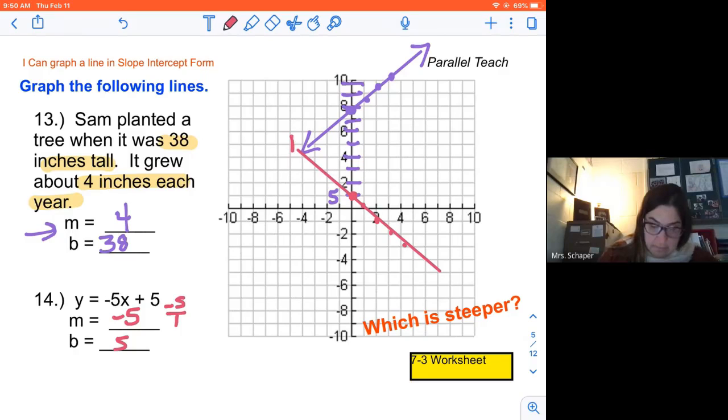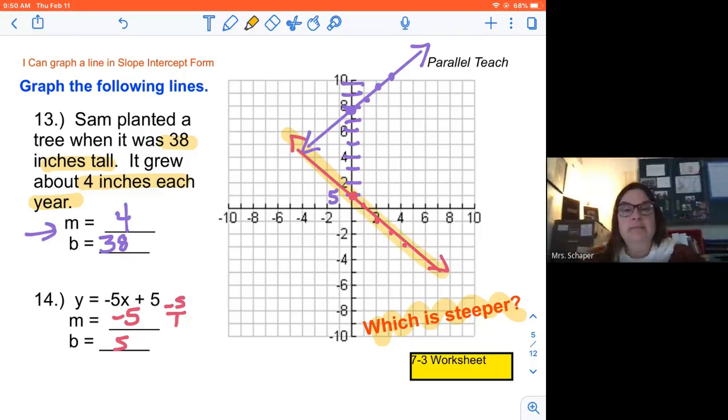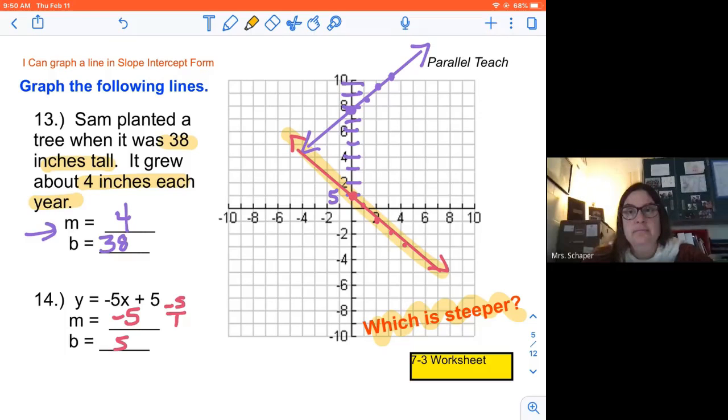There we go. Okay. So it's okay to change up your scales, and you can change up the y and not the x. You can change up the x and not the y. Totally doesn't matter. You can do what works for you. Okay, so which is steeper? This one right there. That one right there.